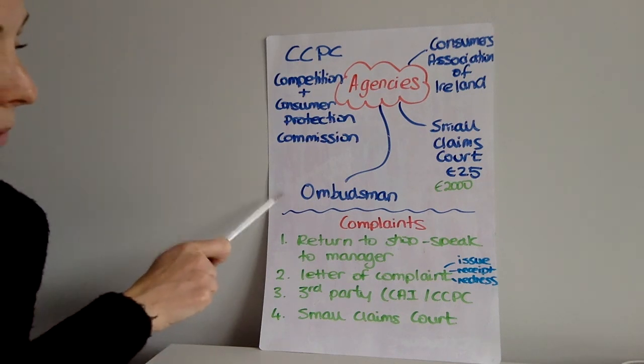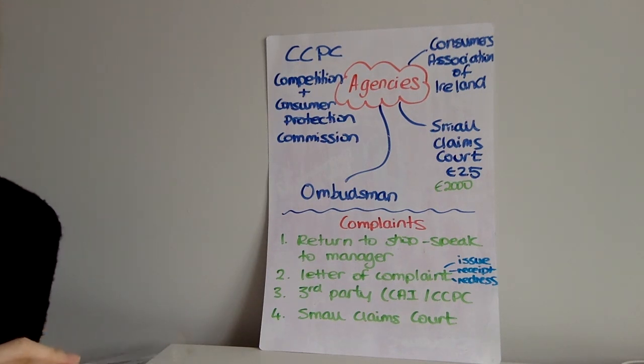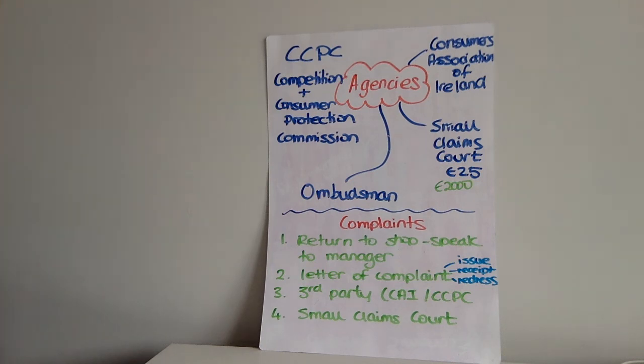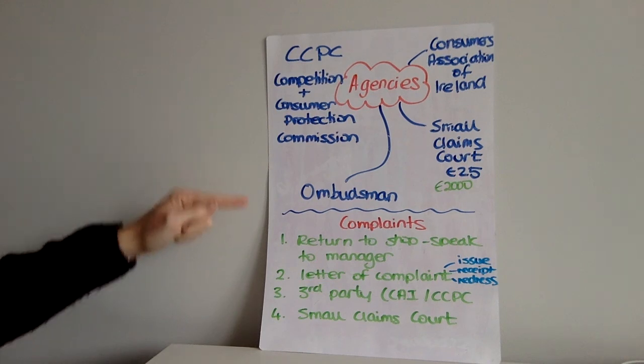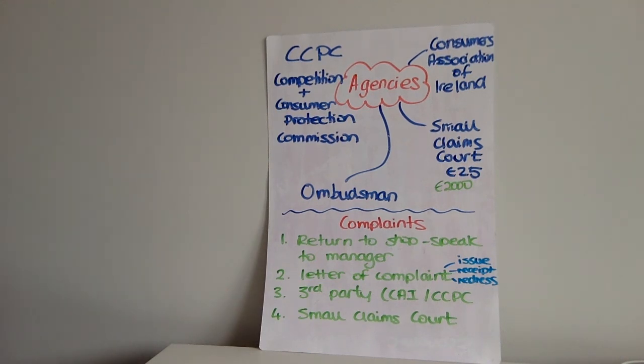In the mock exam, a good few people wrote Ombudsman, but it's important to note that we only go to the Ombudsman if we have a complaint against a public sector company. So if you have a complaint against a school, maybe against the local county council offices, against a hospital, then you would go to the Ombudsman. Okay, so there are agencies, and then the final thing we're going to look at is complaints.